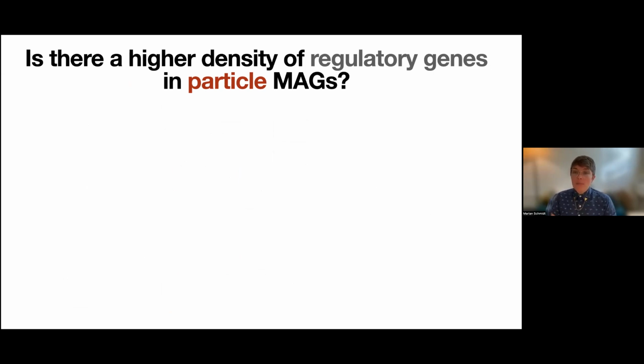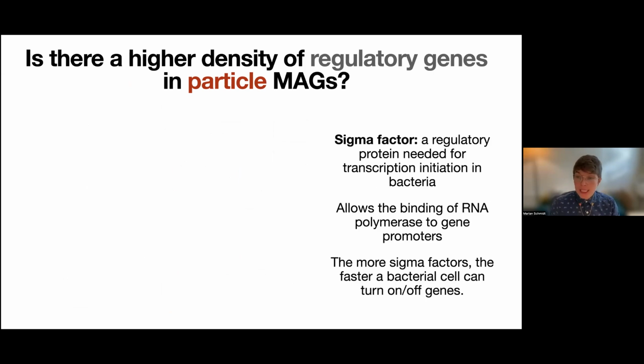And one of the major regulatory genes that people look at are these things called sigma factors. And these are proteins that are needed for transcription initiation. And they allow for the binding of RNA polymerase to these gene promoters. So the more sigma factors that are present in the genome, the faster a bacterial cell can turn on and off genes. So I was curious if we could see a signature of these regulatory genes within the metagenome assembled genomes in this data set.